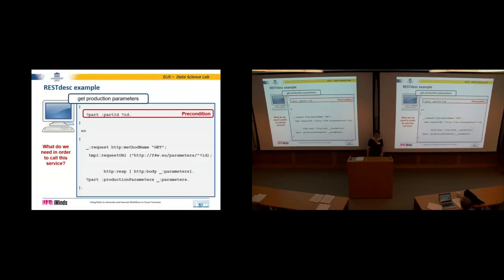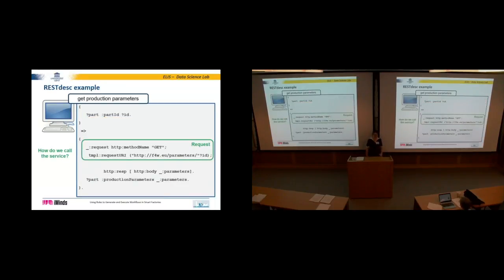A RESTdesk description always consists of 3 parts. First, we have a precondition, which basically says what I need to call the service. Here I need the part and its part ID. Then we have a request description. That is the HTTP request we actually have to perform. Here, this is a GET request to a certain URI. Note that there's a variable in there: in N3, universal variables always start with a question mark. So we do the GET request for this particular part ID.